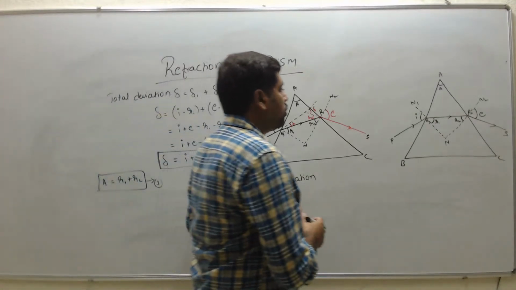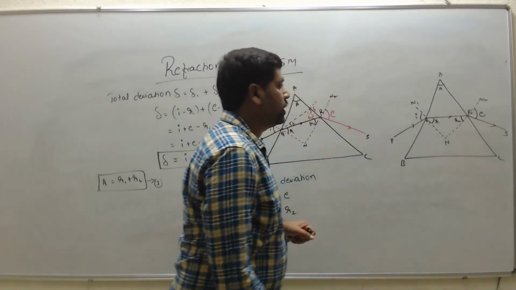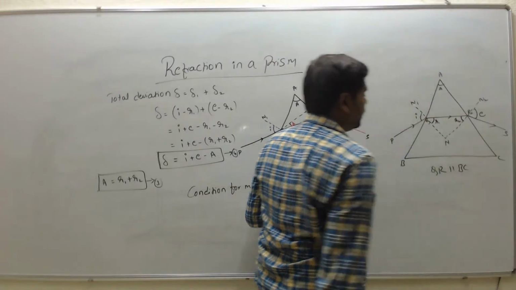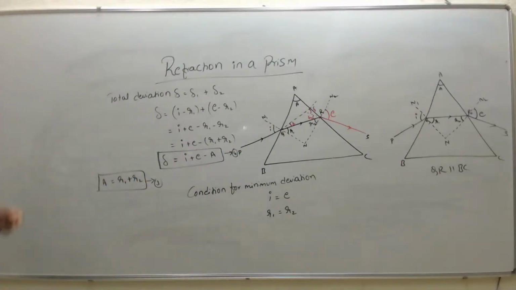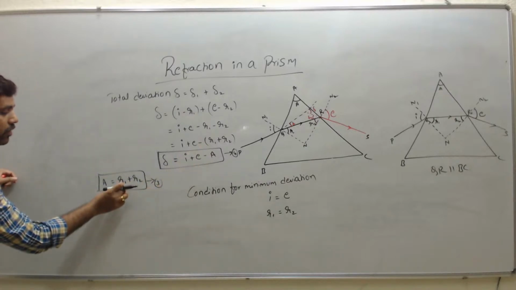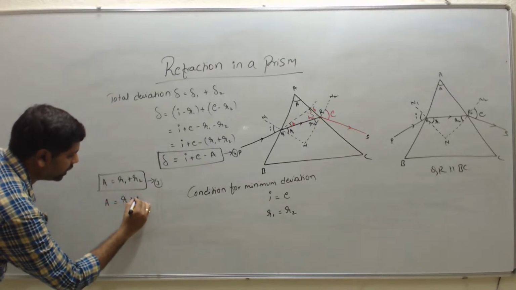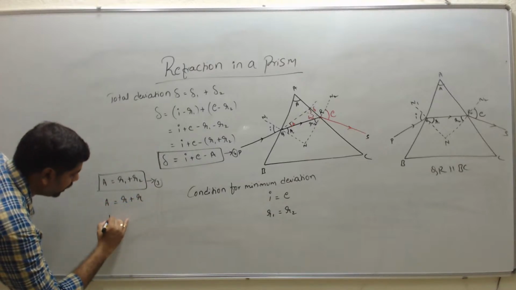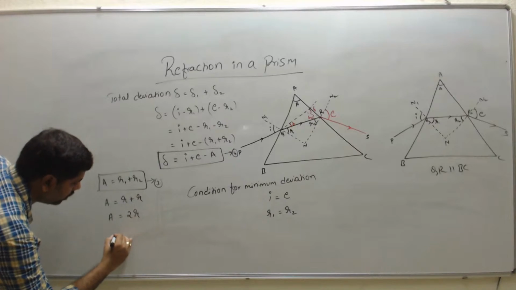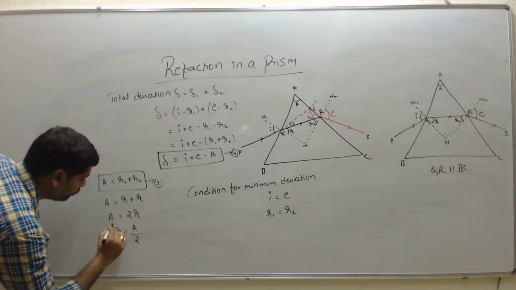It has to follow the conditions, meaning the refracted ray must be parallel to the BC. That is, QR is parallel to BC. So if we substitute these values in equations 3 and 4, that is R1 is equal to R2, in common we can take R plus R, then A is equal to 2R, then the angle of refraction R is equal to A divided by 2.